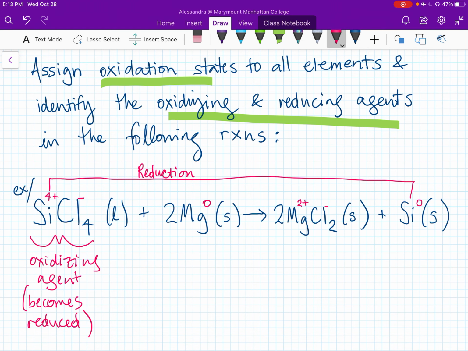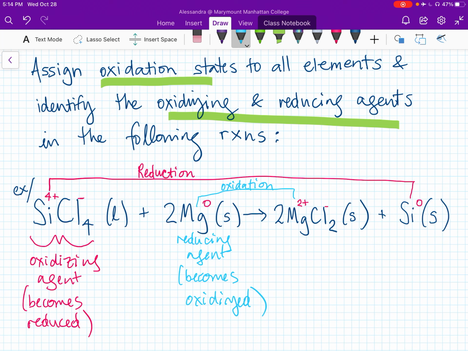Conversely, we have magnesium going from 0 to 2+. And that is certainly an oxidation. Each magnesium is losing 2 electrons. So that means that solid magnesium is going to be the reducing agent because it becomes oxidized over the course of the reaction. So a few things here. The element silicon is reduced. The compound SiCl4 is the oxidizing agent.